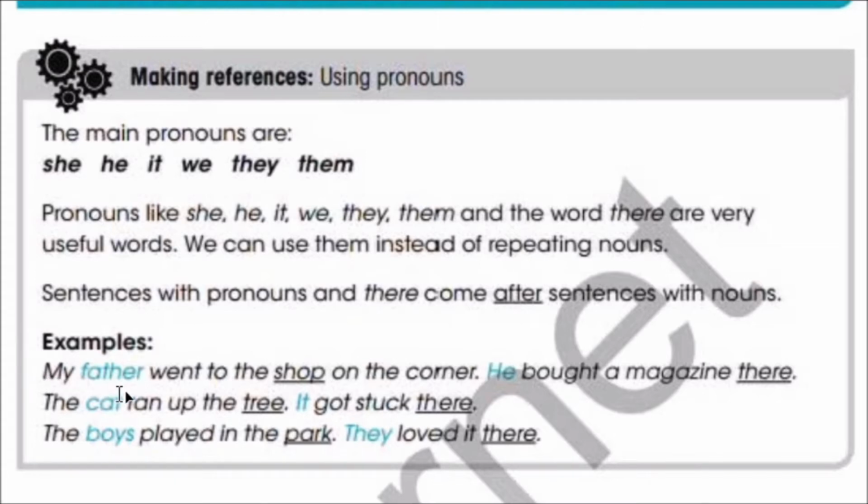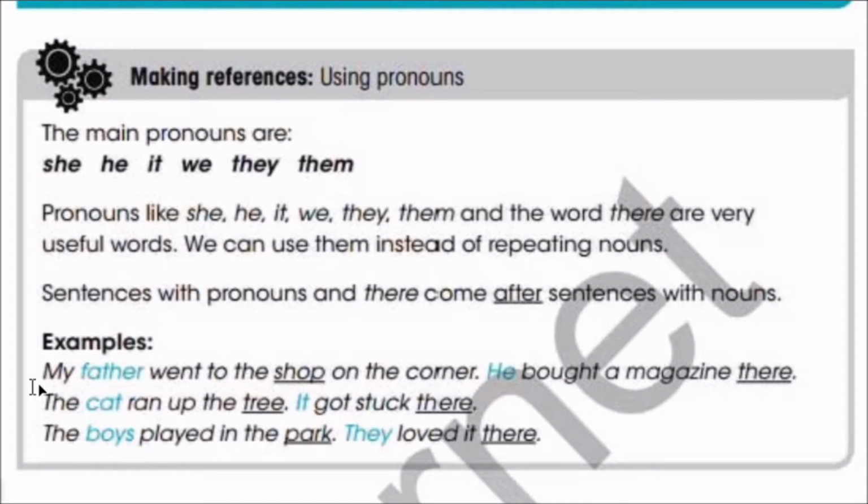My father went to the shop on the corner. He bought a magazine there. As you can see in this sentence, we use the pronoun he to replace father. So the sentence with the pronoun came after the sentence with a noun. The same thing here for the word there. We use the word there instead of shop. So the word there replaced the noun shop.